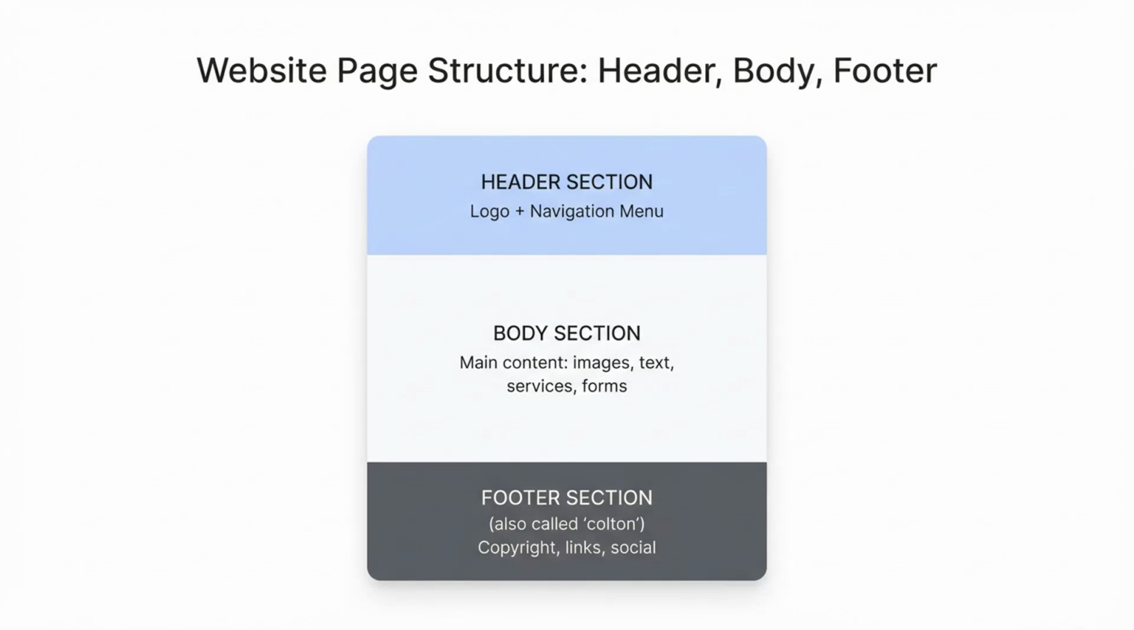Every website, no matter how complex, follows the same 3-zone structure. The header at the top contains your logo and navigation menu. The body is the main content area where you place images, text blocks, service descriptions, testimonials, and contact forms. The footer at the bottom holds copyright info, quick links, and social media icons. The instructor calls this the foundational layout you need to understand before you build anything.